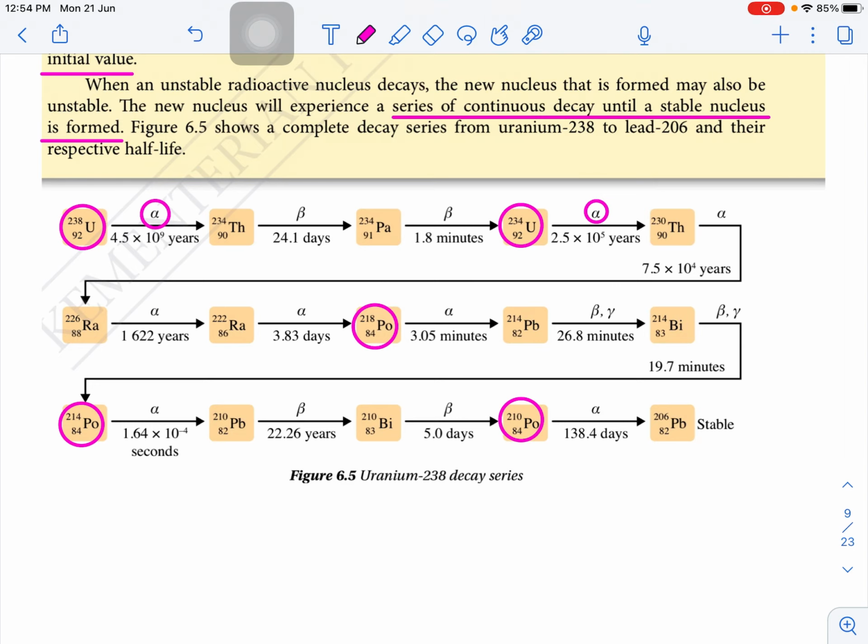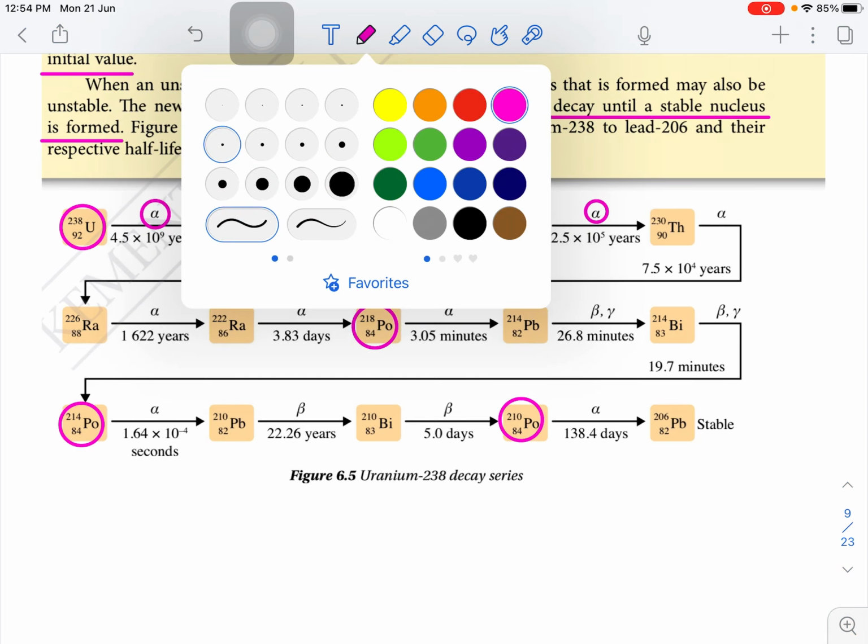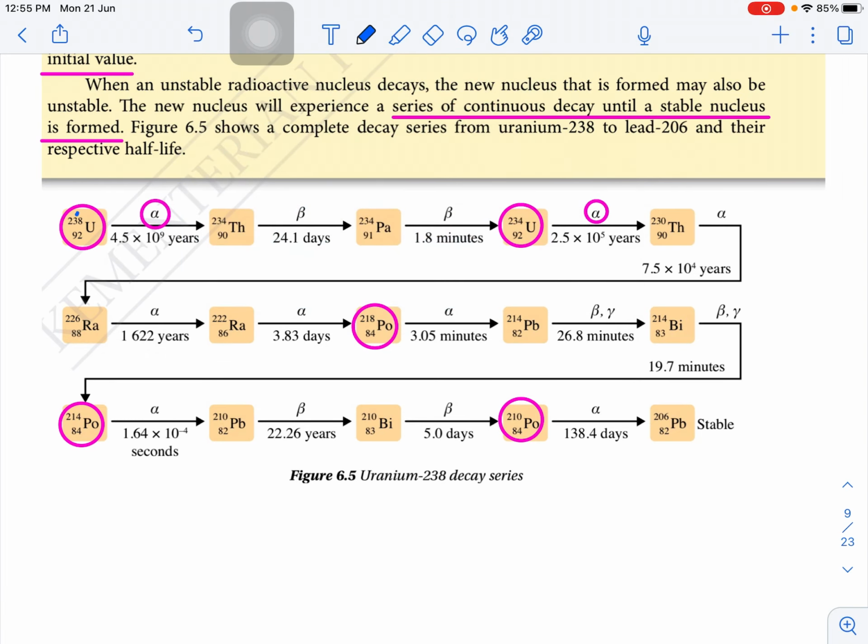uranium-238-92. Uranium-238-92 is an unstable nucleus. It's a radioactive element where the nucleus is unstable. So to become more stable, it emits alpha particles. What is an alpha particle? An alpha particle is the nucleus of helium. So when uranium-238-92 emits an alpha particle, what happens? The nucleon number will decrease by 4.